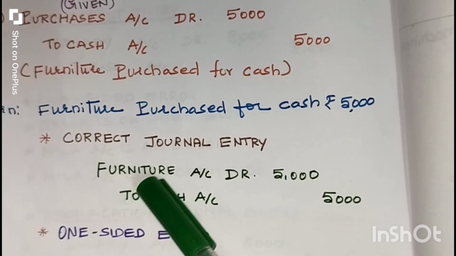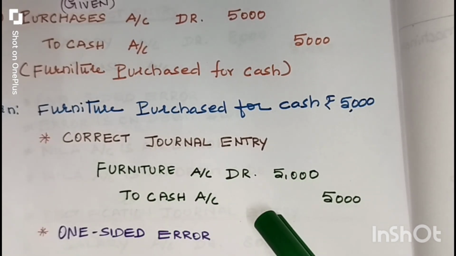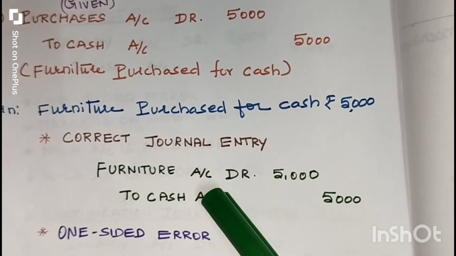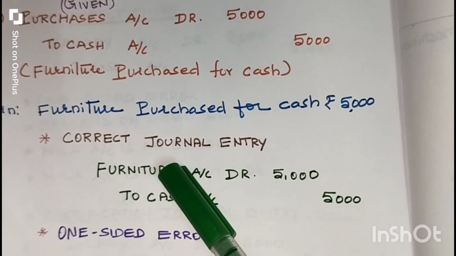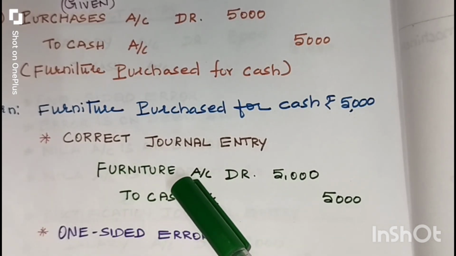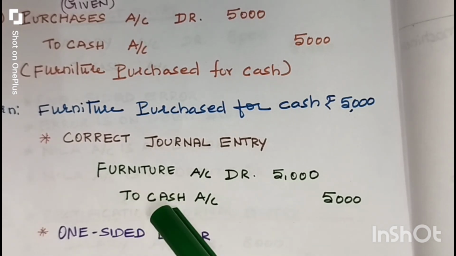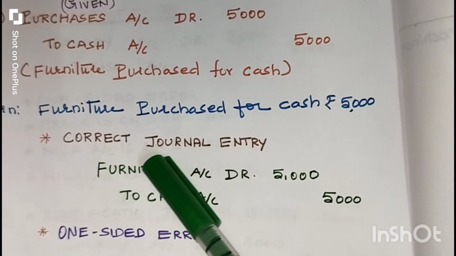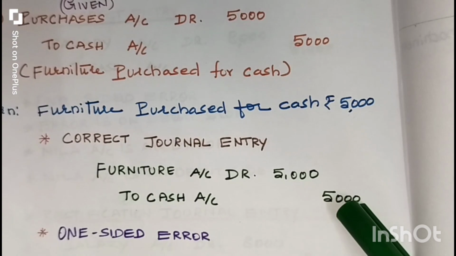When you purchase an asset, your cash goes out from your hand. So cash account decreases, cash account is to be credited. Cash is the giver. You give the cash for purchasing furniture, the asset. So cash goes out from your hand, cash account decreases, it is to be credited. So what is the correct journal entry? Furniture account debtor 5,000 rupees to cash account 5,000.